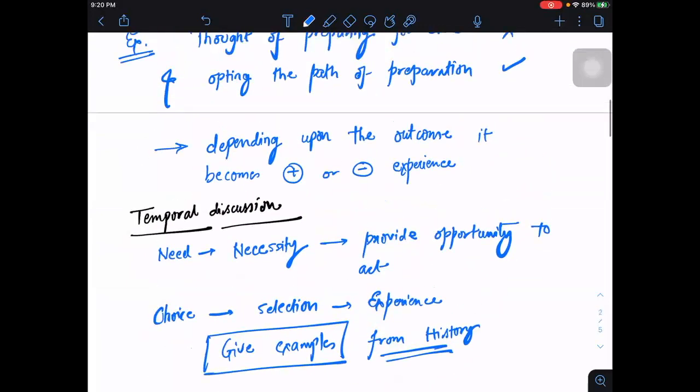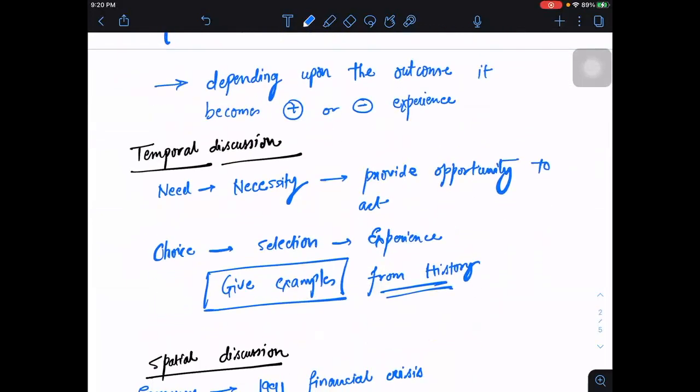Coming on to the temporal discussion, here I'm just providing you the insight. You need to diversify the topic by yourself, but the idea could be that the need or the necessity is just providing you the opportunity to act. It is not giving you any kind of experience, right? So you need to select one of the options from the choices available in front of you to gain the experience. Understood? So the first necessity that came up to the human race was to produce heat. So that's when the discovery of fire, the discovery of the wheel came up to simplify things, right? And that's when we start getting the experience.